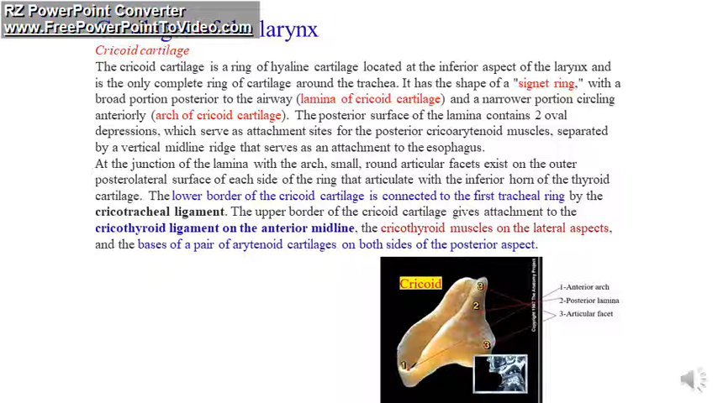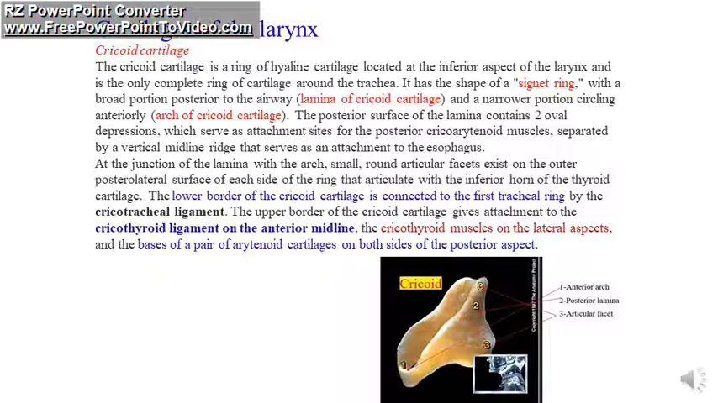If you look here, this is the cricoid cartilage. It is a ring of hyaline cartilage located at the inferior aspect of the larynx and is the only complete ring of cartilage around the trachea. See, this is very important, that this is the only ring around the trachea.